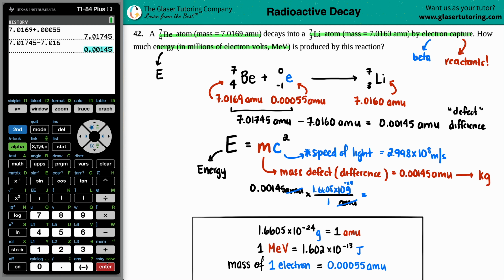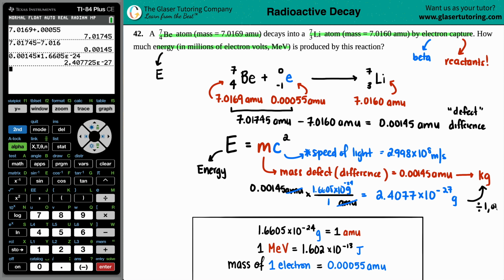So I'm going to take this value and times it by 1.6605 times 10 to the negative 24th. And I get 2.4077 times 10 to the negative 27th grams. But now we can just convert to kilograms, right? Grams to kilograms is always dividing by 1,000. So I could take this value and just divide it by 1,000. Okay, so now we have 2.4077 times 10 to the negative 30th.